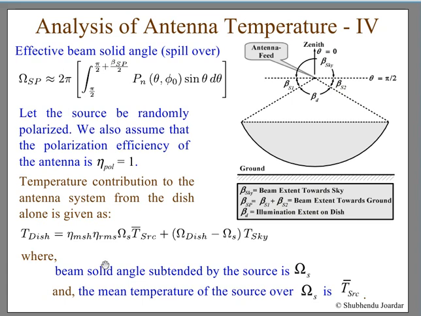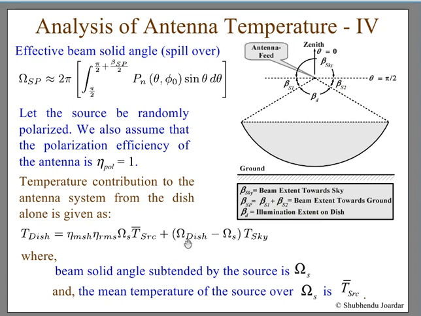So this will be given as these various efficiencies, mesh and RMS, into this omega S, into the average temperature of the source. That is, the source actually will be subtending some solid angle. So we assume that within that solid angle, what is the average temperature of the source? That is this T source. So omega S is the extent of the source. So extent of the source into the average temperature of the source into these efficiencies will be the contribution from the source alone. And then the rest will come from the sky.